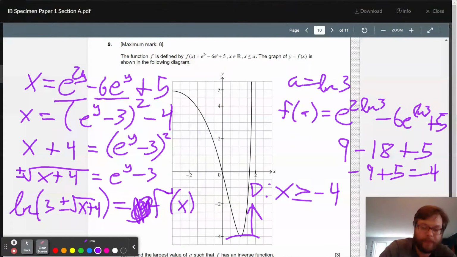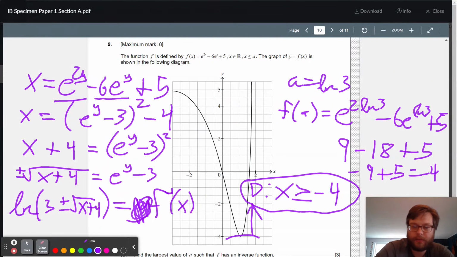That's our domain. There's one other way you could have found that domain, which was by looking at your inverse function formula, because you can't take the square root of a negative anyway. So there are three different ways to see that domain. The first way, from the graph, it looks like it's negative 4. Second, from plugging in natural log of 3 that we found in part A. And the third way is looking at the formula for the inverse. So there you go. That's it on problem 9.